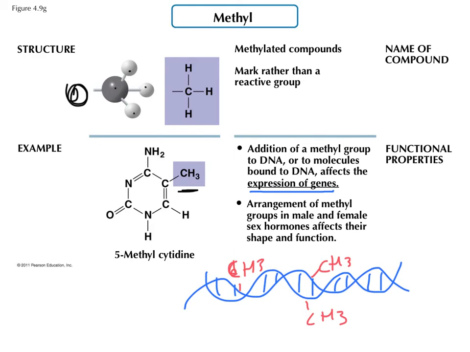You can also methylate the parts of the proteins that help curl DNA up. So DNA is curled up in the nucleus, and you can put methyl groups on those proteins as well, to help it curl or uncurl.